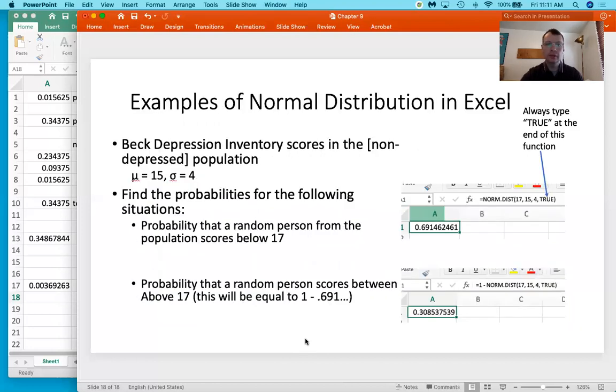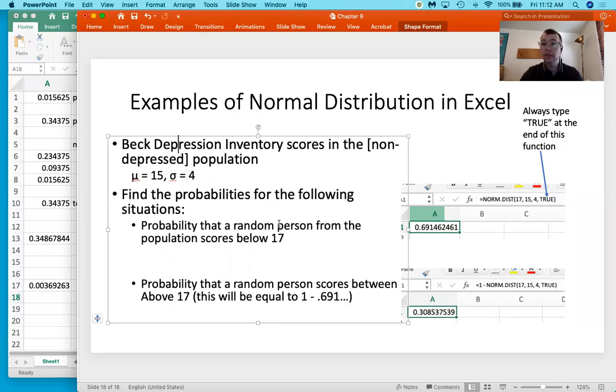So let's start with an example of the Beck depression inventory. The way norm dist works is you have to know, as we did before, what mu is, you have to know what sigma is, right? You have to know the mean of whatever this normally distributed variable is, and you have to know sigma. So let's say that in the population of non-depressed people, the Beck depression inventory average score should be 15 with a standard deviation of 4.